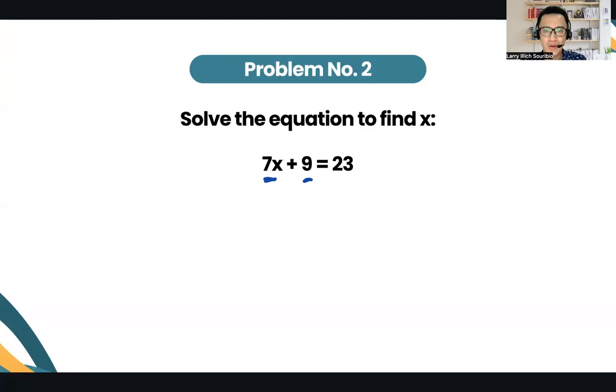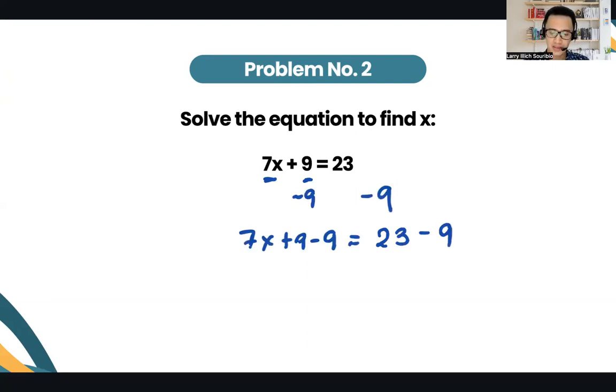So what are we going to do? We subtract 9 here on the left, and whatever we do on the left, we should also do on the right. So we should also subtract 9 on the right. So we now have the expression 7x plus 9 minus 9 is equal to 23 minus 9. All right. So on the left side of the equation, 9 minus 9 is equal to 0, so it cancels out. So we have 7x is equal to 23 minus 9, which is 14.